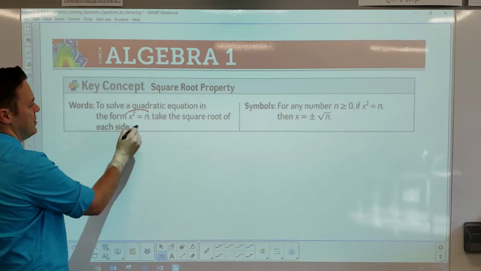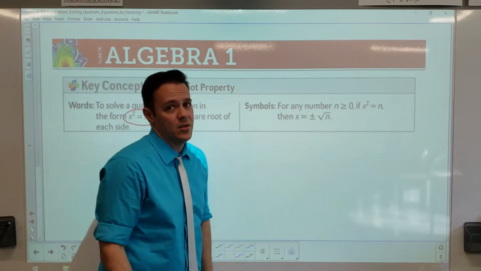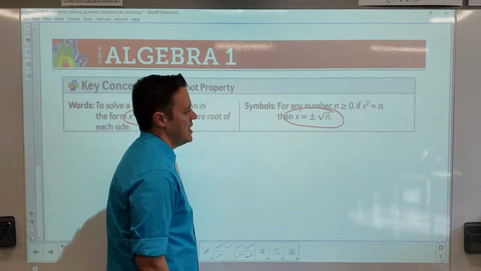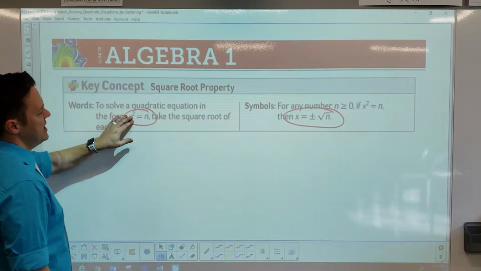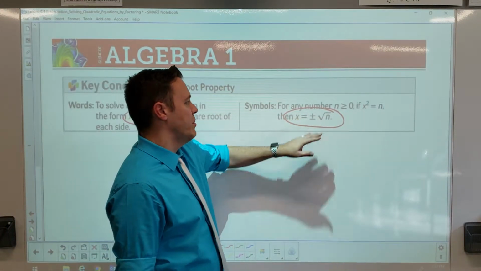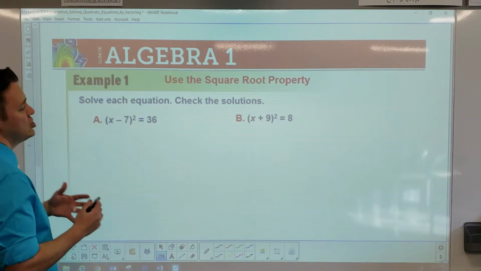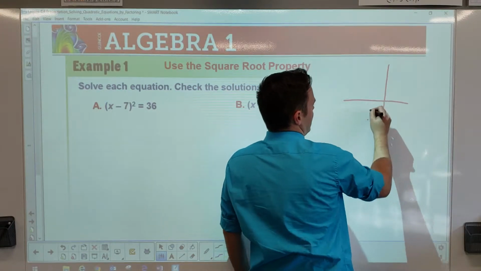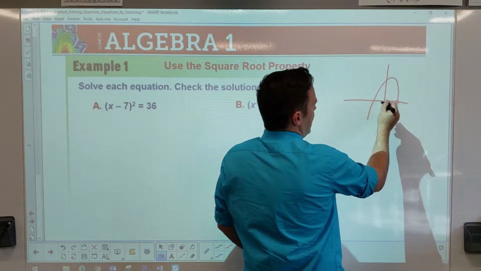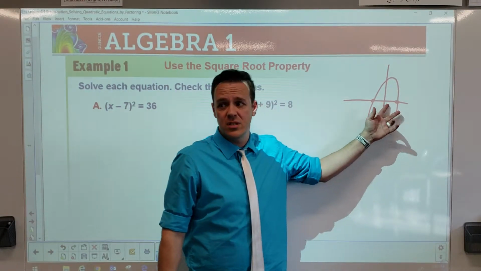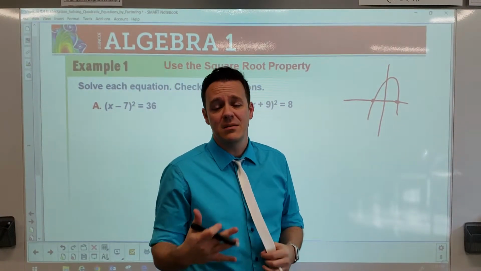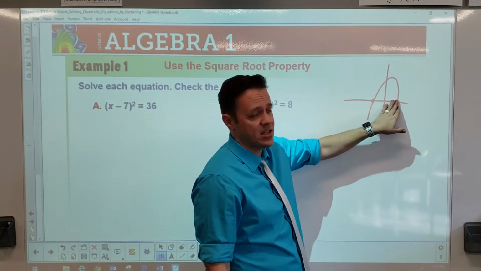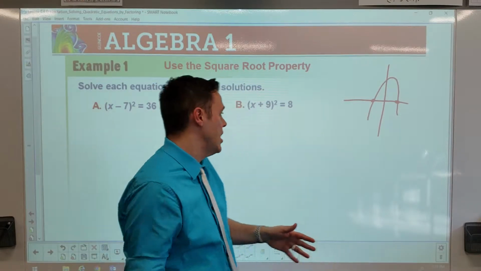First and foremost, if you don't have the notes, I haven't uploaded them to Canvas yet. I apologize for that, but most of you have these now in class. Big key factor is if you see an x squared and a number, you can take the square root of both sides to get the answer. Remember, these are all quadratics, and we're trying to find the x points, the solutions, which is where the line would cross the x-axis. That's what we're doing for a majority of this lesson.